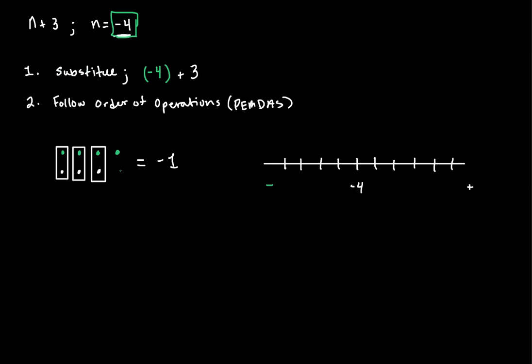And if I'm adding in positives, I'm going to hop to the right. I'm going to hop 3 times to the right: 1, 2, 3, because this is my +3. If I had done a -3, I would have gone toward my left. And if we go towards 0, we have -4, -3, -2, -1, and then 0. So I end up again at -1.